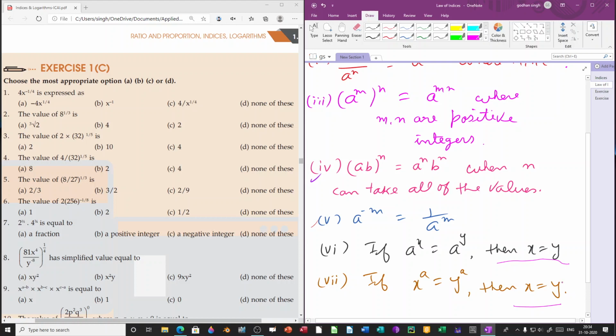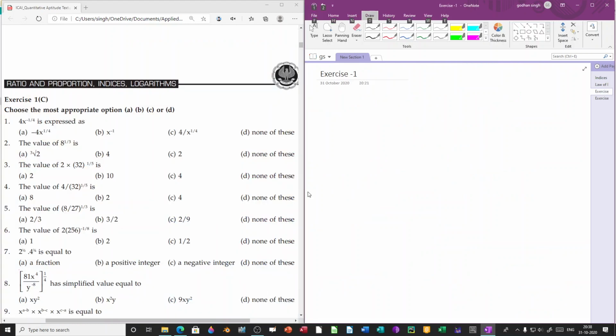Now we will do some questions based on indices, so that the concept will be more clear to us. Exercise 1. Let us do question number 1. So we will be doing question number 1 here. Solution of question number 1.